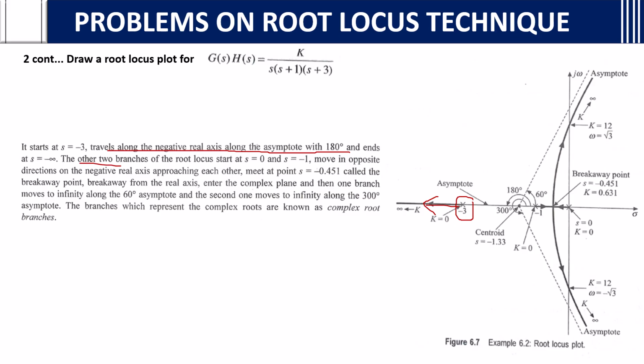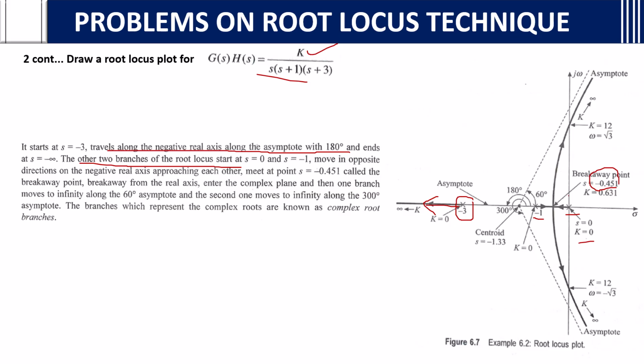Okay, the other two branches of the root locus start at s equals 0 when k equals 0, and s equals minus 1, and move in what? In the opposite direction on the negative real axis, approaching each other, meeting at s equals minus 0.51, called the breakaway point. When you substitute minus 0.51 in the s place, you will get the k value as 0.631.